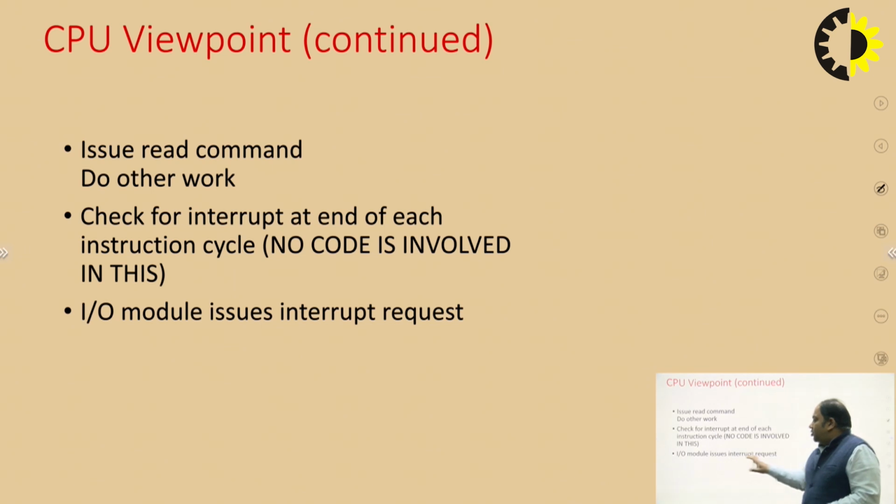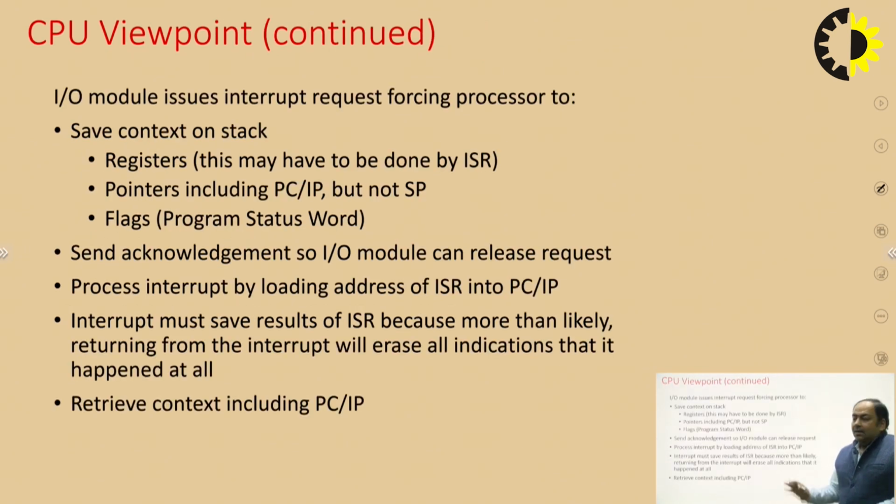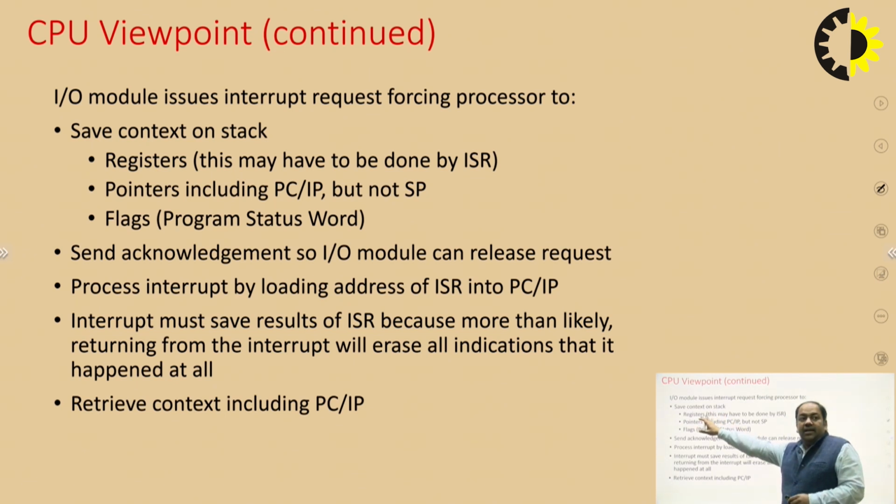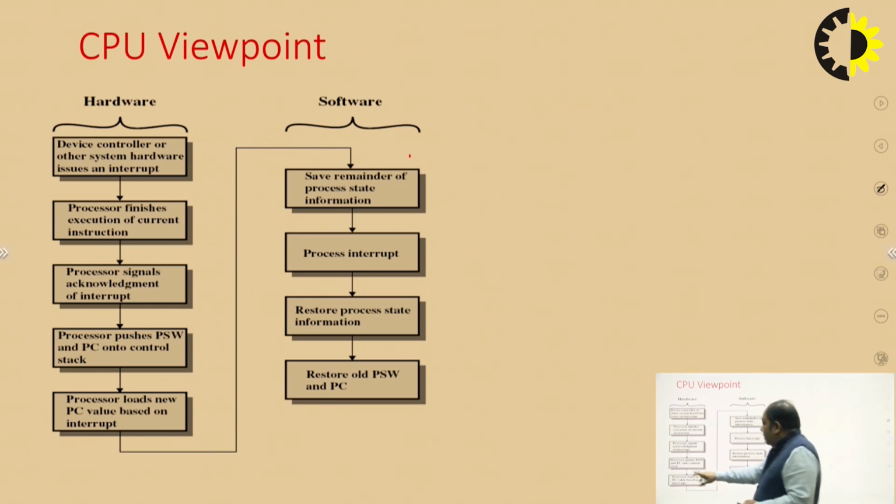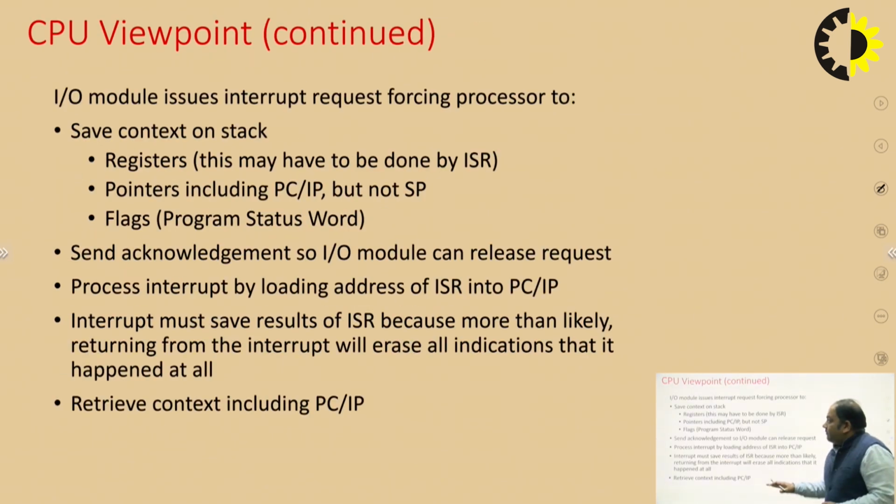The input output module issues the interrupt request. After that, the work done is to save the context on the stack, which I have shown earlier: the processor pushes the PSW and program counter onto the control stack. So if the context is saved on a stack, what does the stack have? Stacks hold registers and flags. Flags basically use 1 bit to show the status. Then send the acknowledgement.